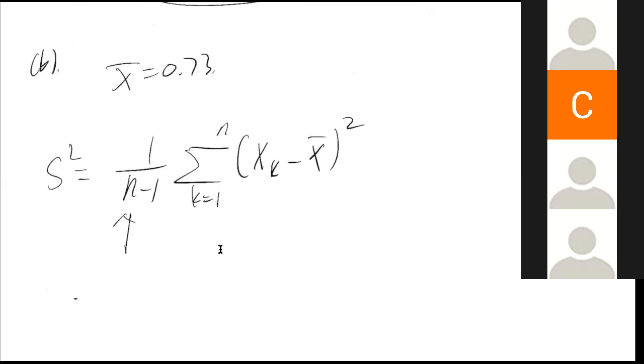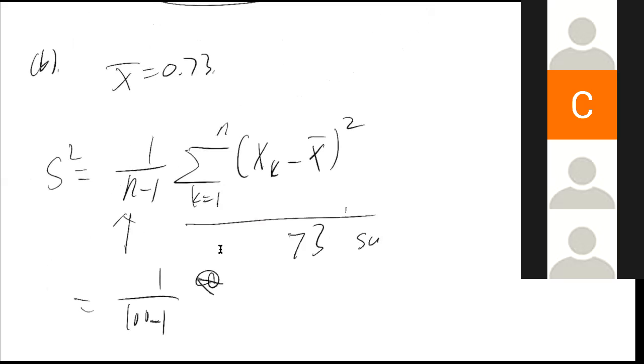This is equal to 1 over 100 minus 1 times the summation. And what is in the summation? We know that 73 of them are success, so for 73 of them xk is equal to 1 because it's a Bernoulli random variable. And 27 of them are failure, so for 27 of them xk is equal to 0.